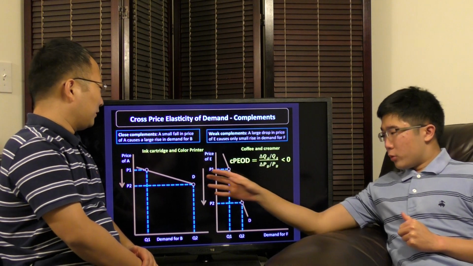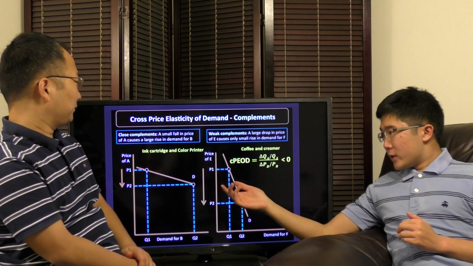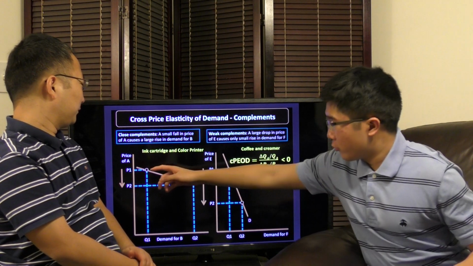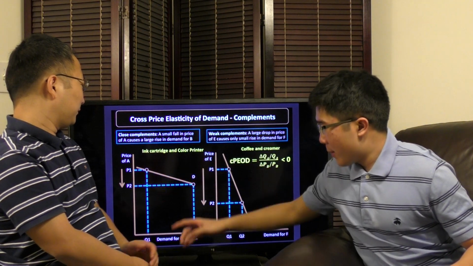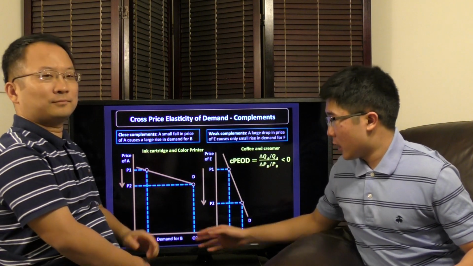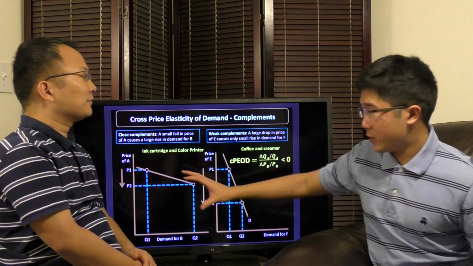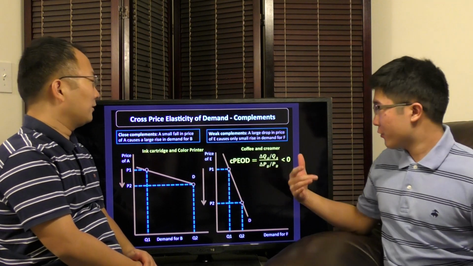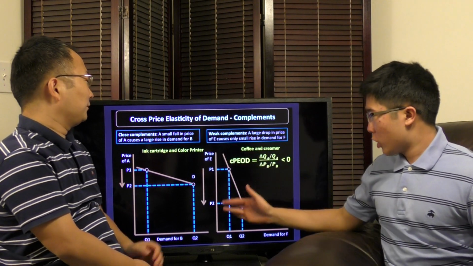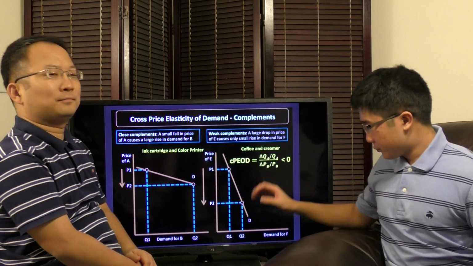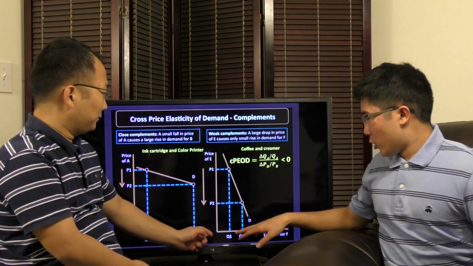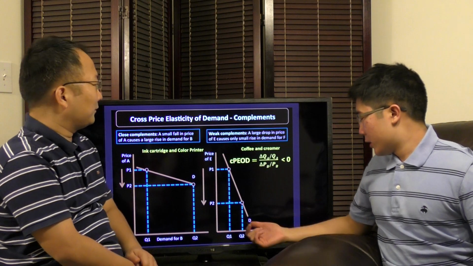For this example, let's look at this. If the price for product A drops a little, that means the demand for product B increases a lot in this graph. It's the close complement. For a weak complement, we look at it graphically: a large drop in the price of product E only results in a small increase in the demand for product F.